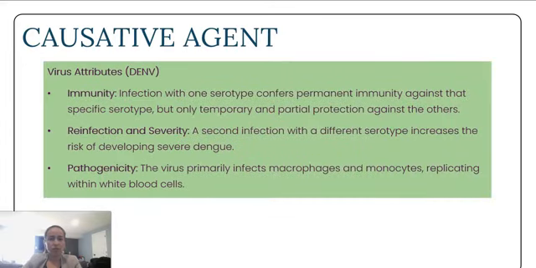Immunity. Infection with one serotype confers permanent immunity against that specific serotype, but only temporary and partial protection against the others. Reinfection and severity. A second infection with a different serotype increases the risk of developing severe dengue. Pathogenicity. The virus primarily infects macrophages and monocytes, replicating within white blood cells.